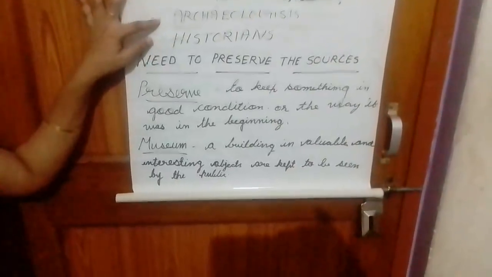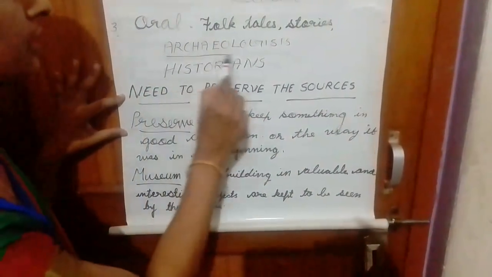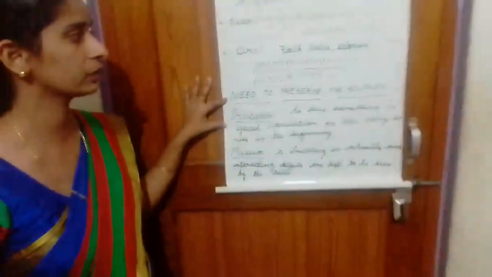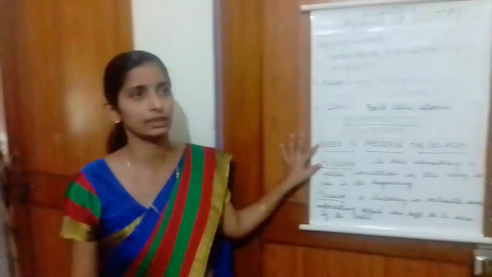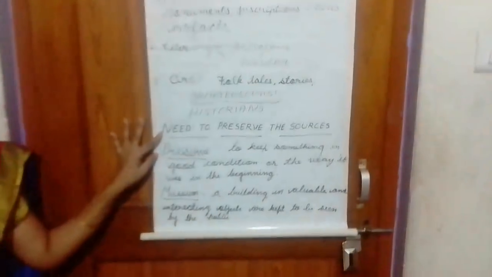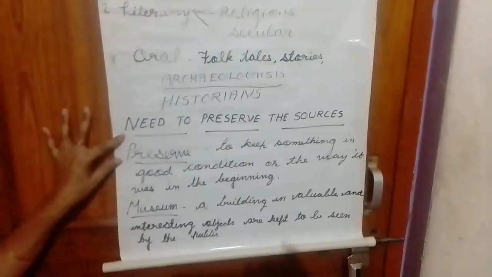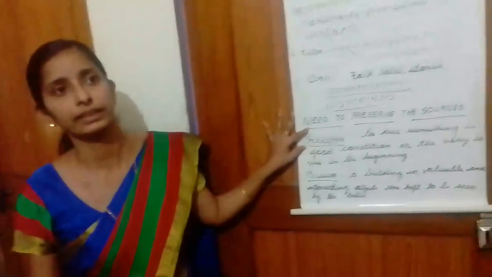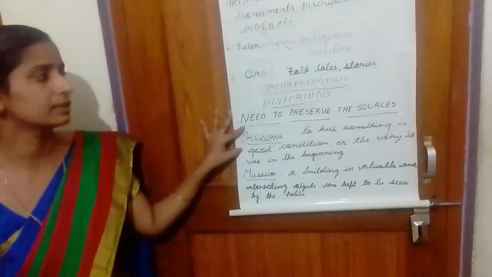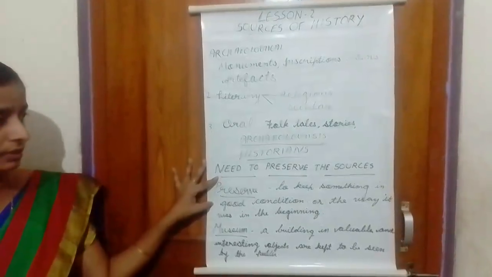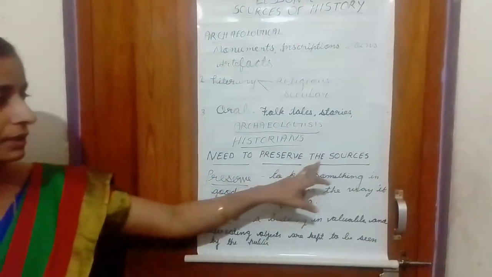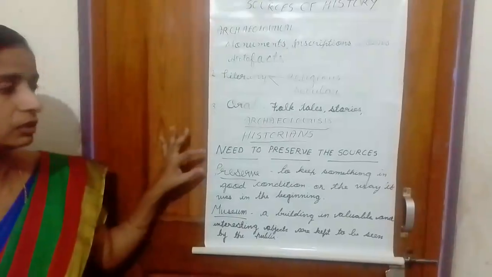And the archaeologist. Who is an archaeologist? An archaeologist is a person who is an expert in digging and studying remains of the past. And who is a historian? A person who studies and writes about the past and is considered an authority on it is known as a historian. And today's topic: the need to preserve the sources.